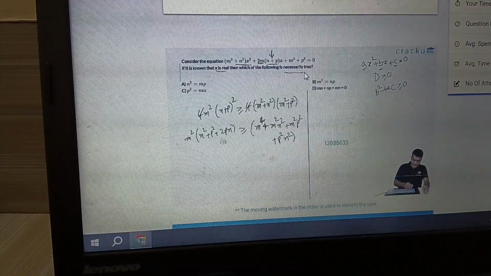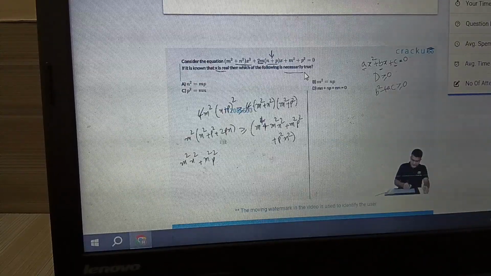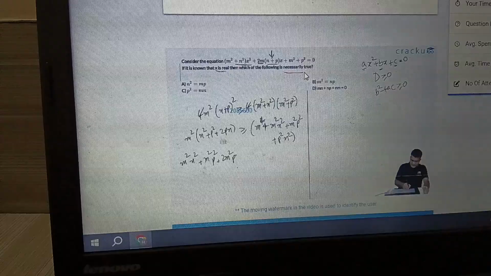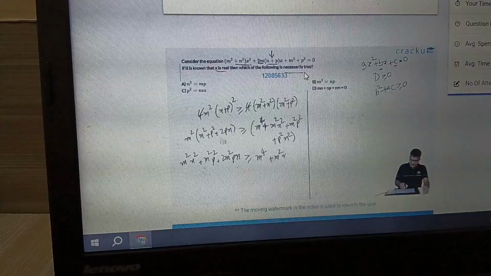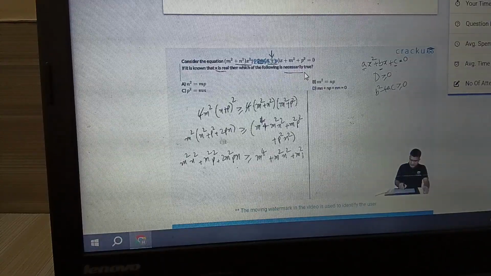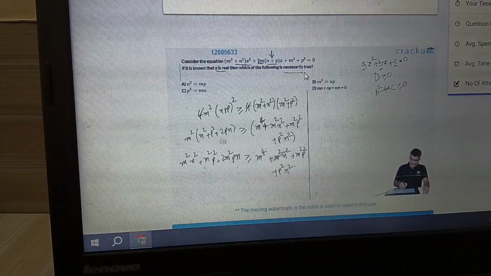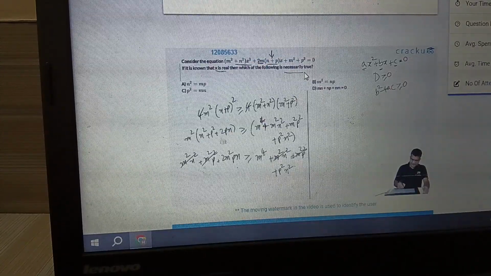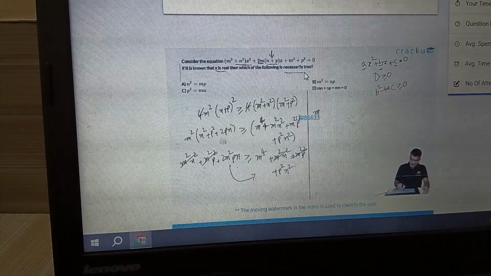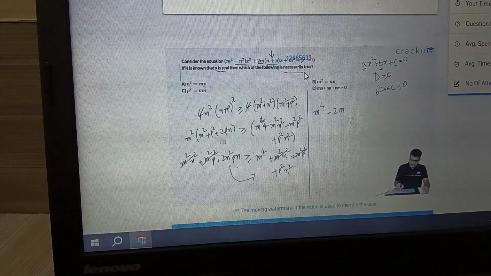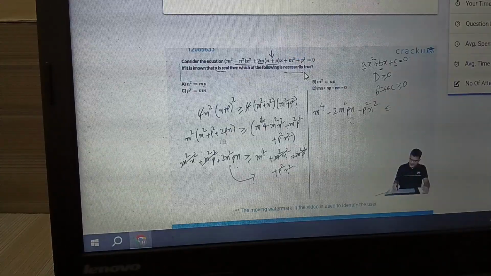We can cancel the common terms. On the left hand side we will have m square n square plus m square p square plus 2m square pn. This we are told is greater than or equal to m to the power 4 plus m square n square plus m square p square plus p square n square. As we have discussed earlier, we can cancel m square n square on both sides, we can cancel m square p square on both sides, and we can bring this term to the left hand side. This would imply that m to the power 4 minus 2m square pn plus p square n square is less than or equal to 0.